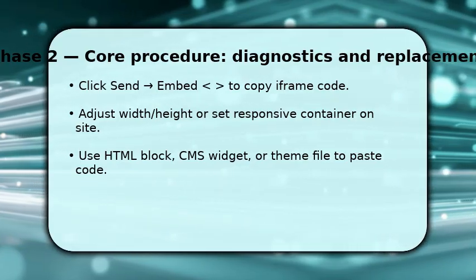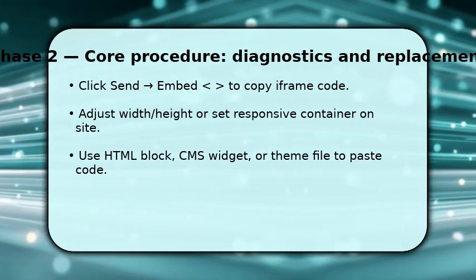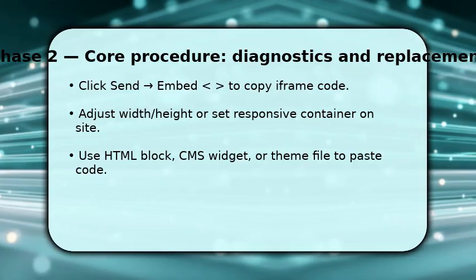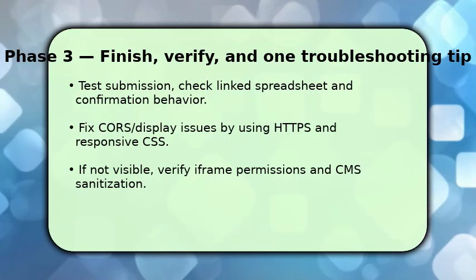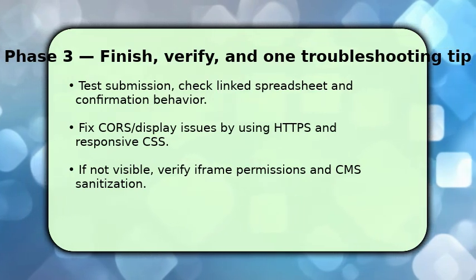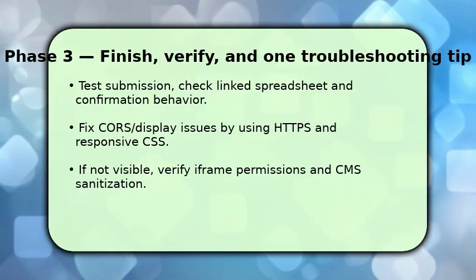Next, open your site editor, add an HTML block or widget, and paste the iframe. Preview on desktop and mobile to verify appearance and spacing. Finish by submitting a test response and confirming entries appear in the linked spreadsheet or Google Forms Responses tab. This proves the pipeline works.